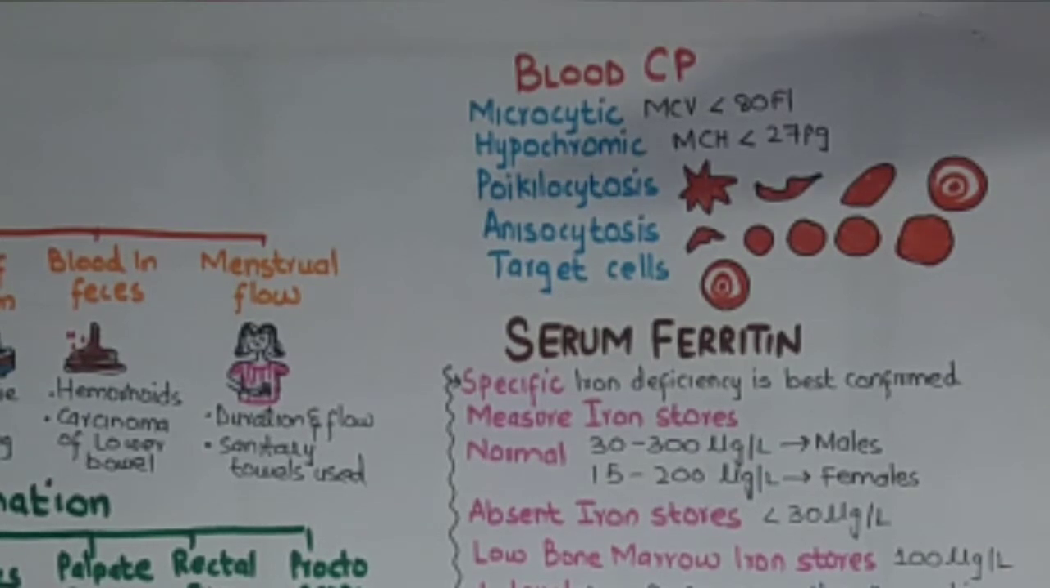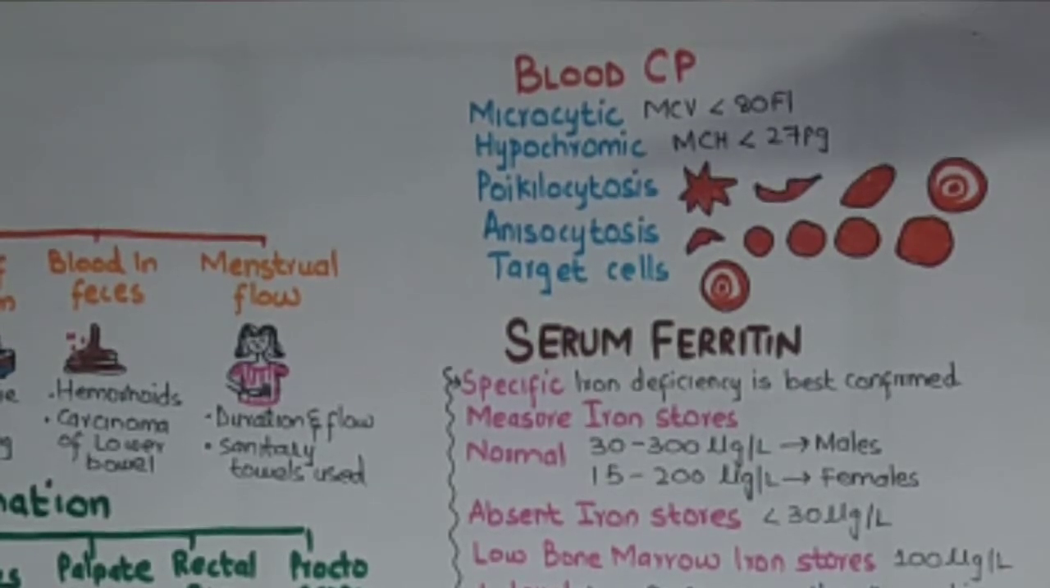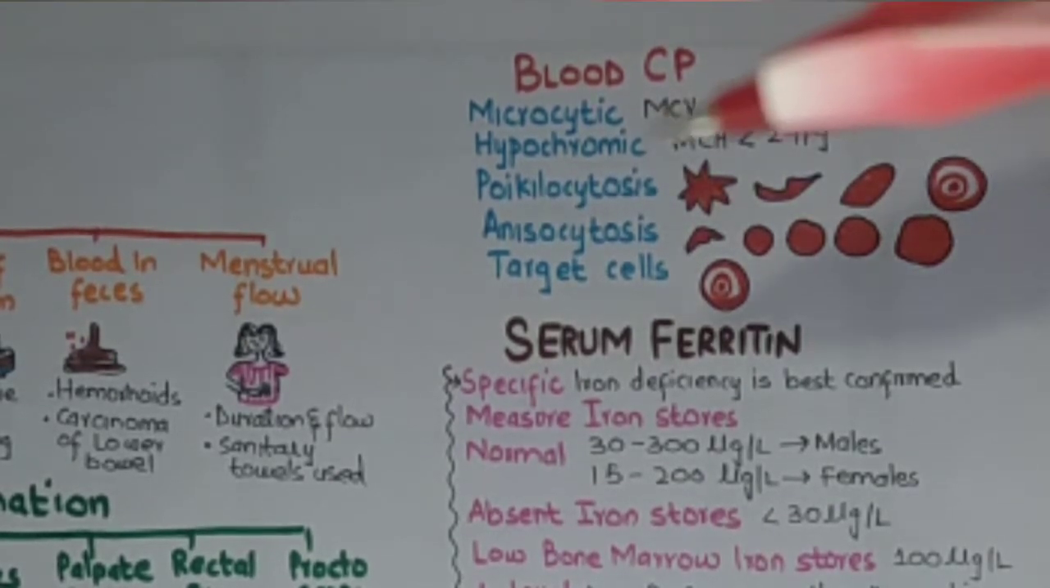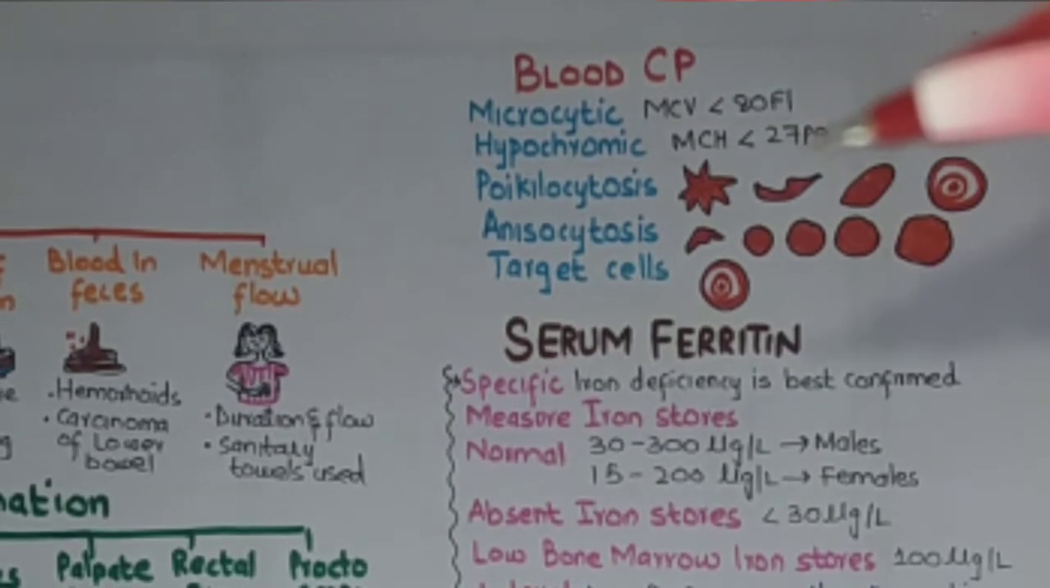The next is hypochromic. Hypochromic means less chromic color pigmentation, because the mean corpuscular hemoglobin is less than 27 picogram.